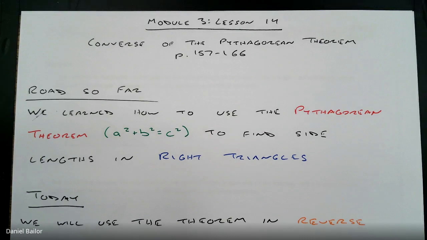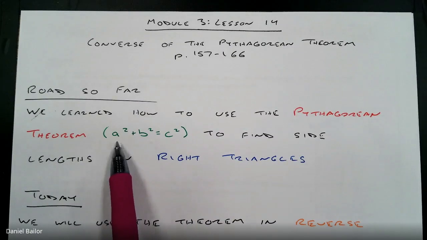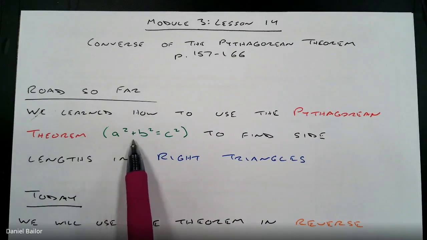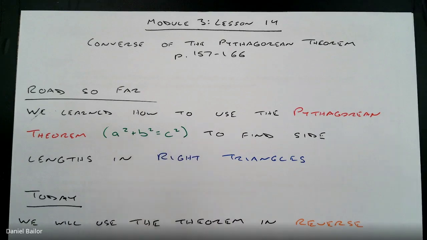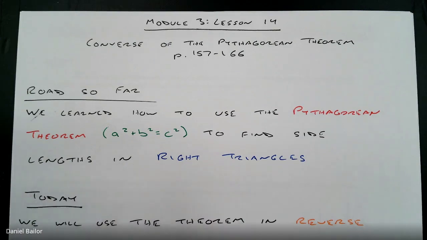This is the last lesson in the third module of 8th grade math, so we've been working a lot so far this year. And we've talked about the Pythagorean Theorem a few times. I think this is the fourth lesson we've had about it. So far, we learned how to use the Pythagorean Theorem: a squared plus b squared equals c squared. We learned how to use that to find side lengths in right triangles.